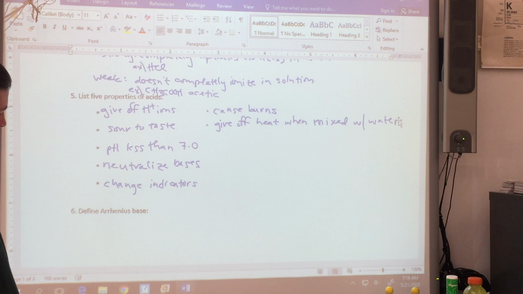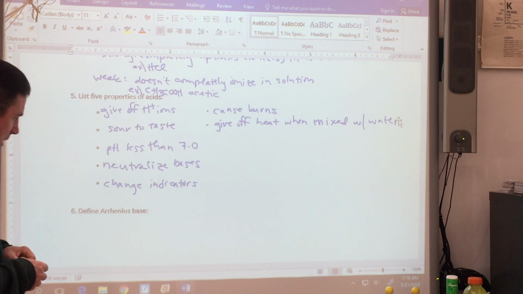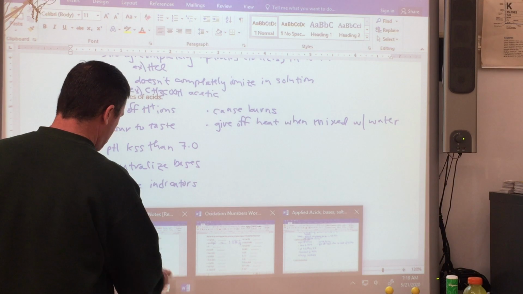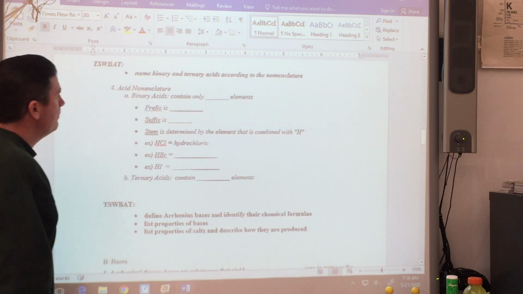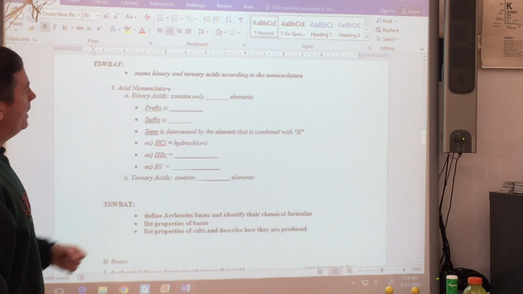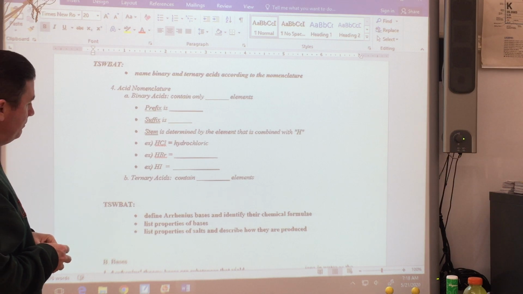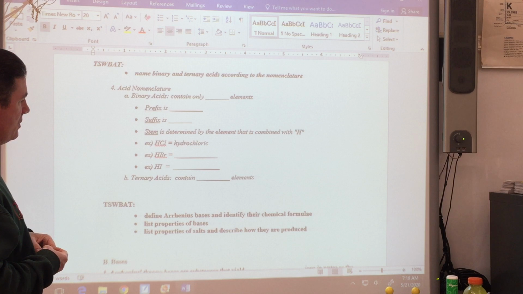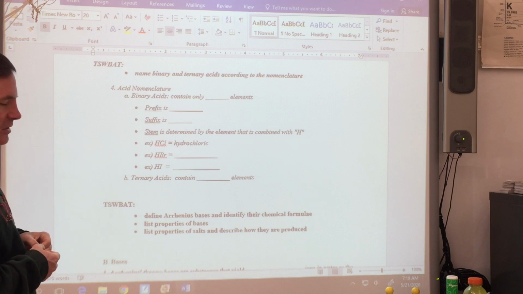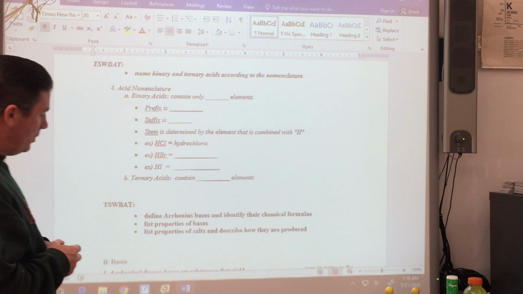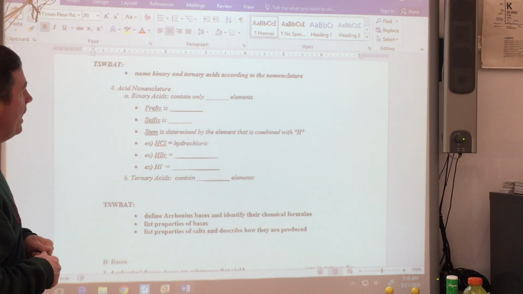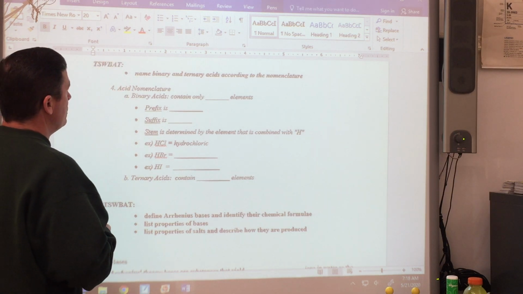Define Arrhenius base. We're not going to do that tonight. We are going to do a sheet that I post, okay? But the other part of today is right here, name binary and ternary acids according to the nomenclature. Well, we're not going to do the ternary acids because it's a little bit more complicated, but I will show you how to name binary acids.